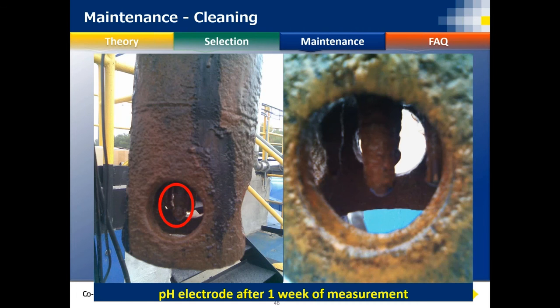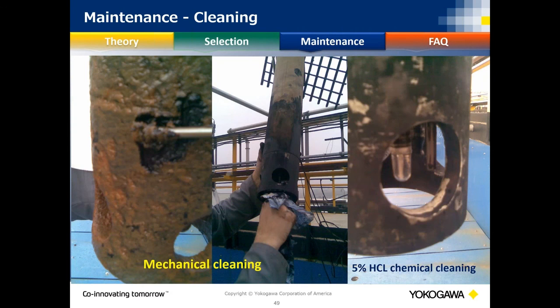Here's just an example of an electrode after 1 week. There's two ways to clean it. Obviously, manually. There's some applications where I know they have a sensor, they just go in every morning, pull it out of the tank, wipe it with a cloth, and stick it back in, and it works. That's fine. But sometimes HCl cleaner or chemical cleaning is needed as well.